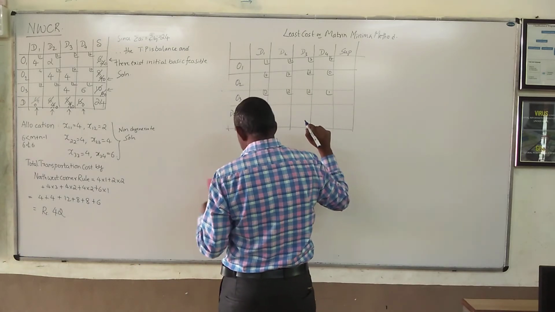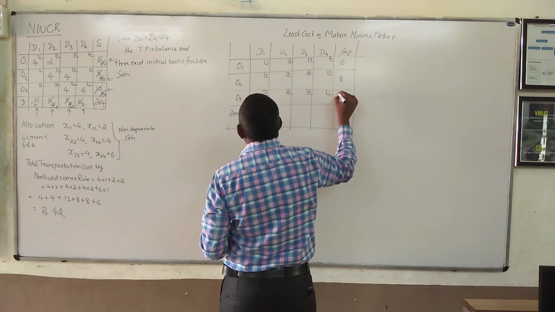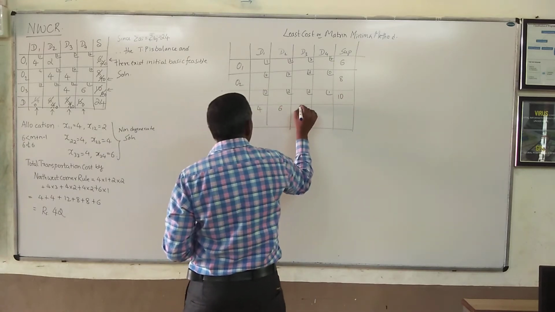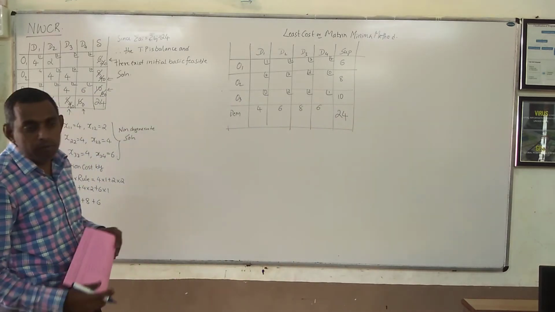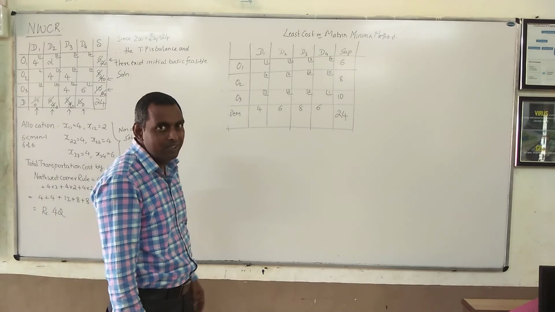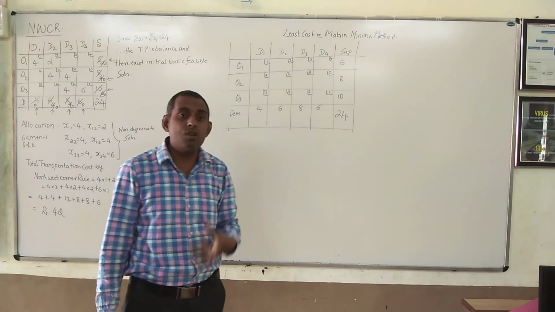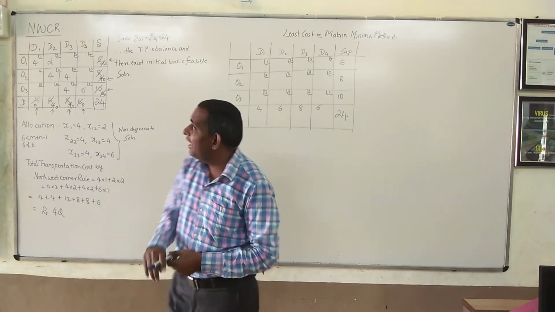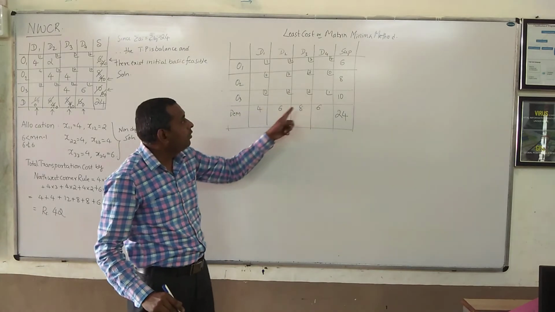Let me write the supplies here. It is 6, 8, 10, and 4, 6, 8, 6. The total is 24. So we need to solve this by the least cost, or matrix minima method. Here we need to find the smallest cost among the cost matrix of the transportation table, whereas in the other method we start from the northwest corner.